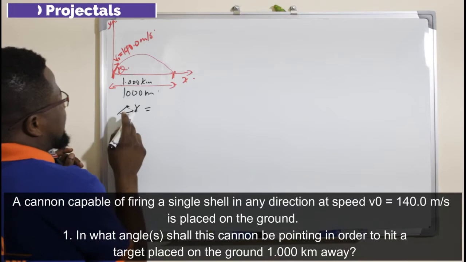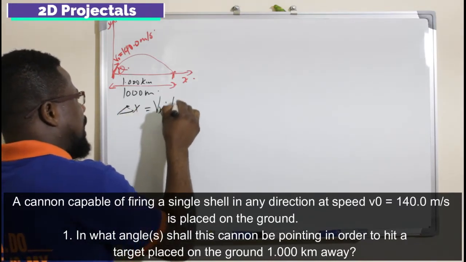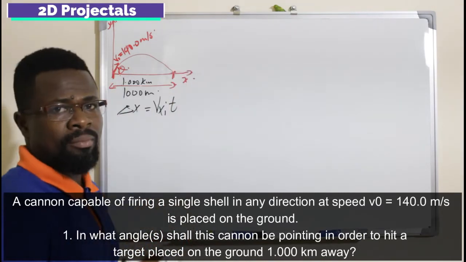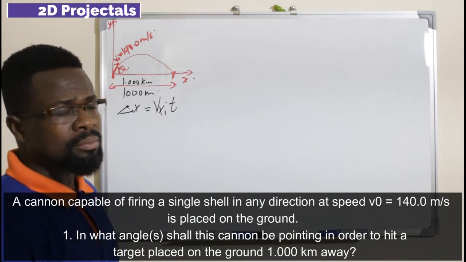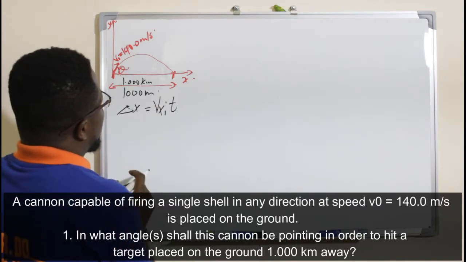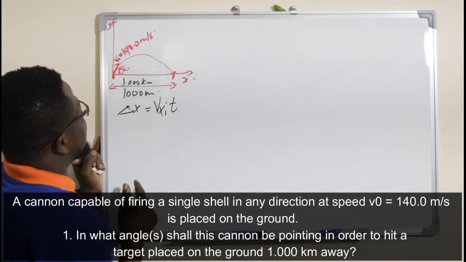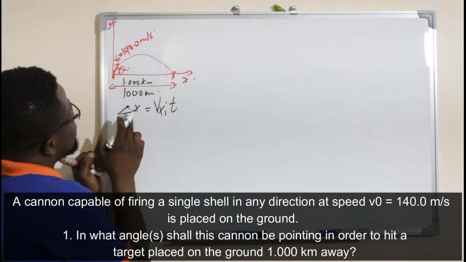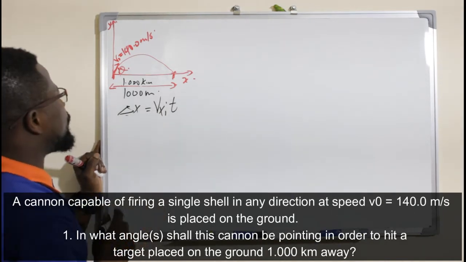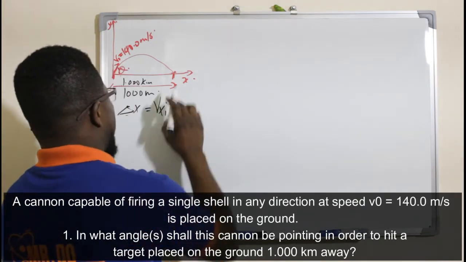Since I am given the range, it is obtained by saying change in x equals v x initial multiplied by T. And what is this T? T is the total time. Now let's check and see from here if I have this as my T. I can't find this value. So what is the next thing to do? I need to find my total time. I need to find the time taken.